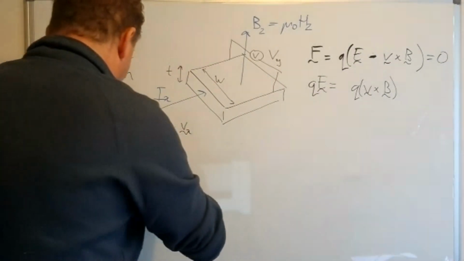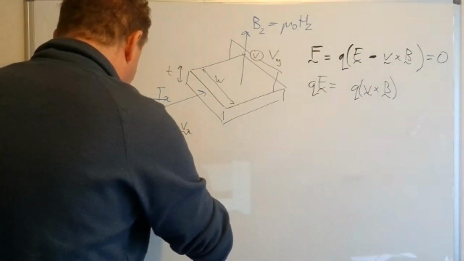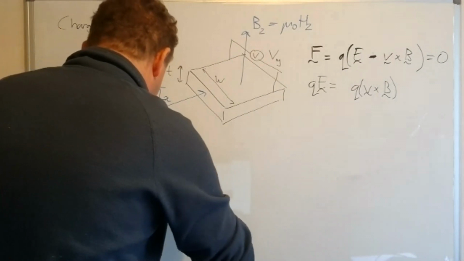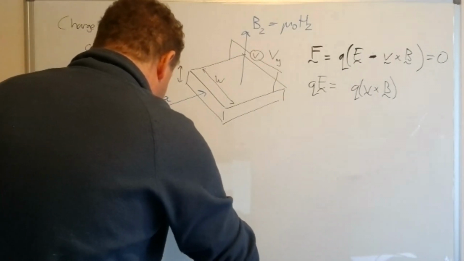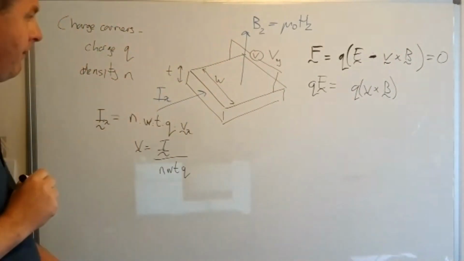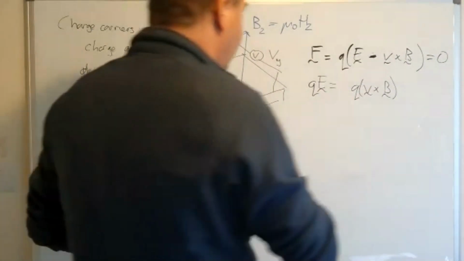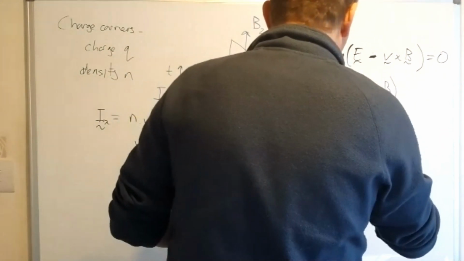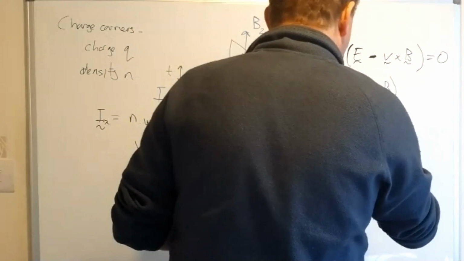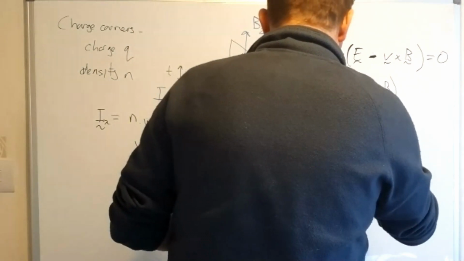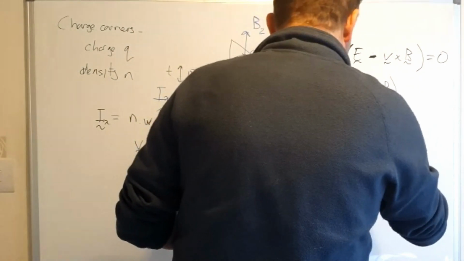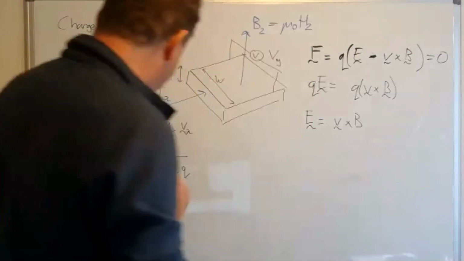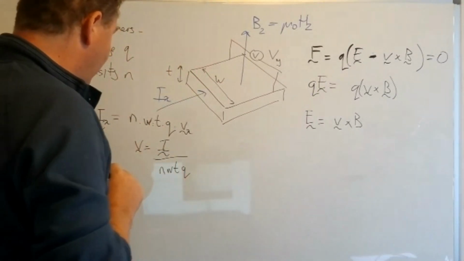So therefore the velocity is the current over the dimensions times the charge, that is, v equals I over n W T q. So now we can substitute that in here, and we'll cancel out the charge in that expression. It's going to come back in again in just a second.